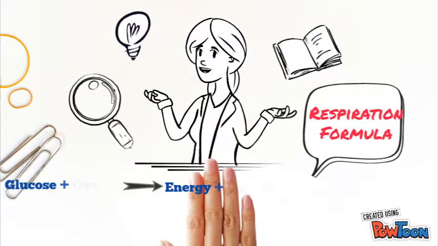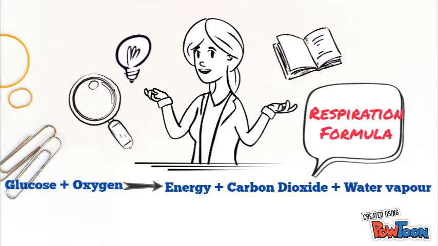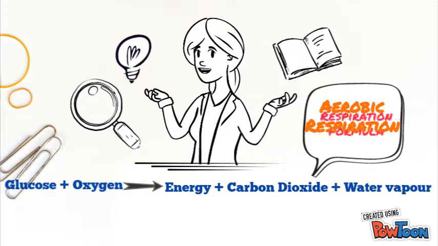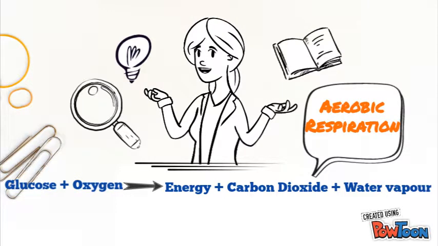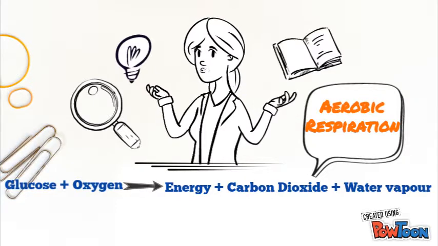This formula for respiration is also known as aerobic respiration. It is the way your body converts food into energy so that your organs function normally. Without this energy transfer, cells cannot perform vital tasks needed for survival.